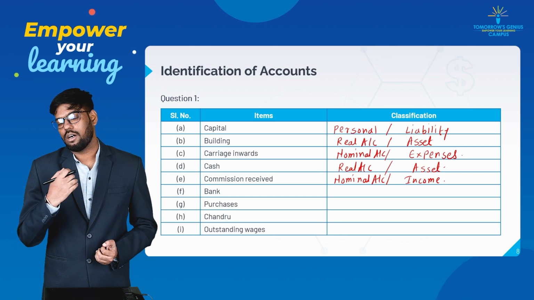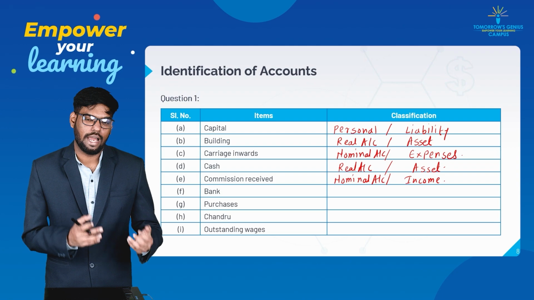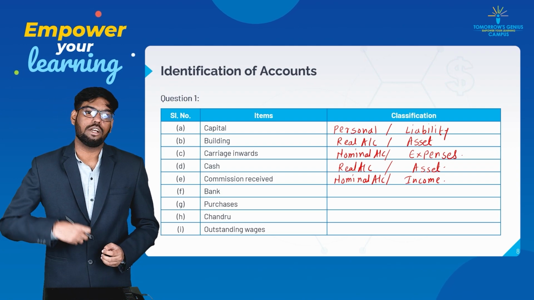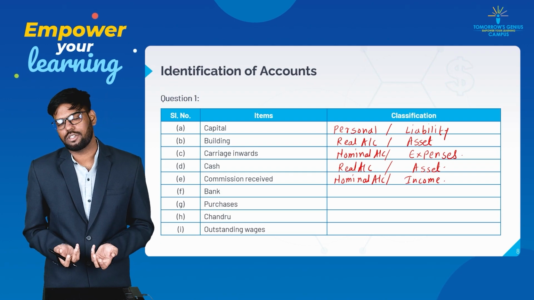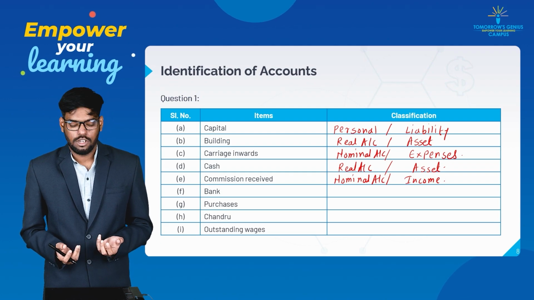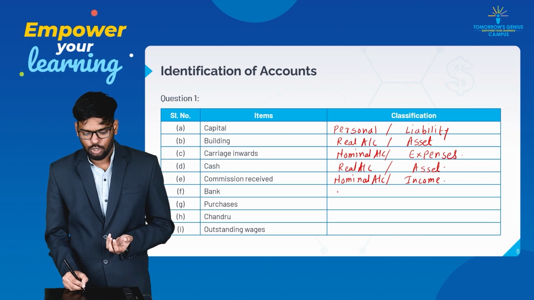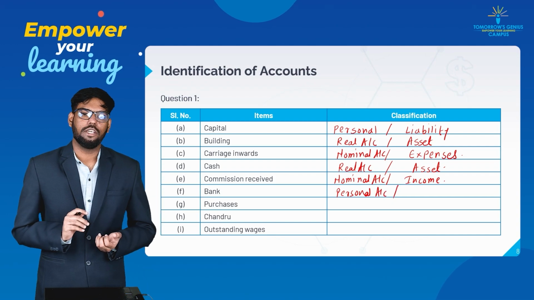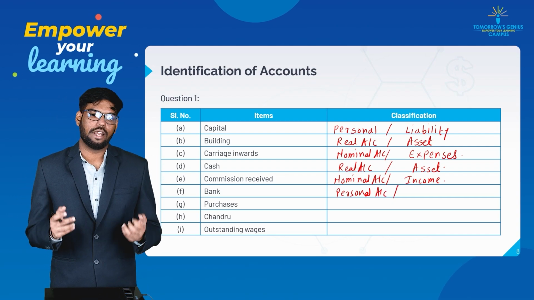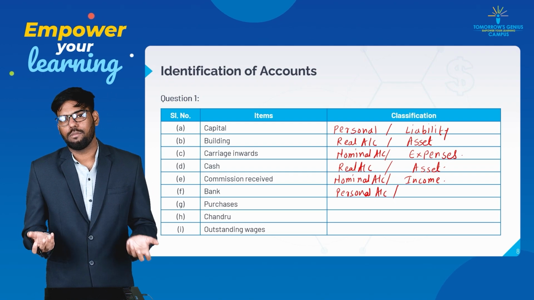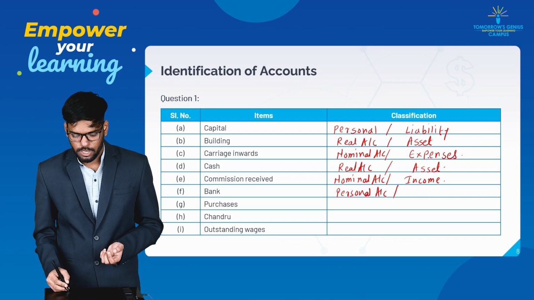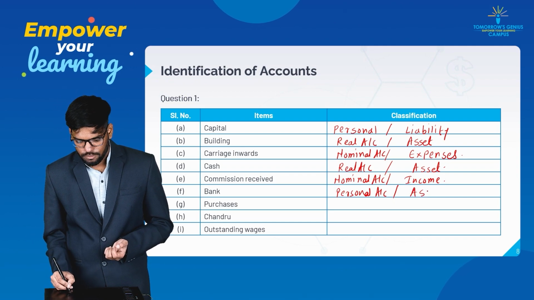So if you are having an account in any bank, that bank is an artificial person, and suppose you are the owner and you are having a bank account, then that is also a personal account, right? It's a person's account. So bank will fall under the category of personal account as per the traditional approach. Then what about, sir, as per the modern approach? As per the modern approach, whatever amount that you are having in bank is always your asset, right? It's your property. So it will fall under the category of asset.